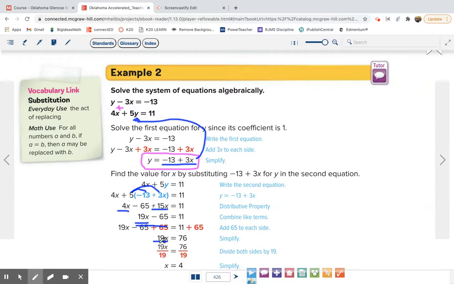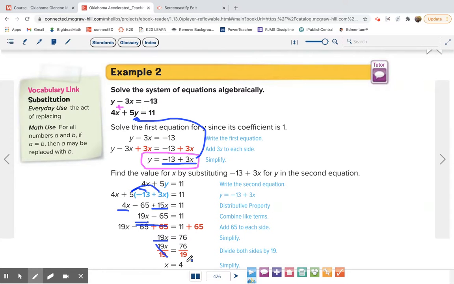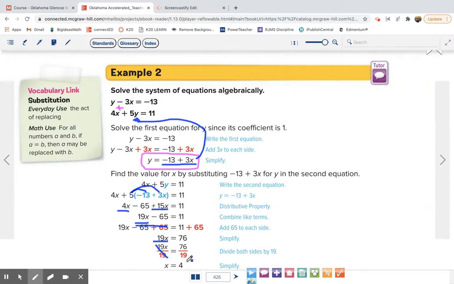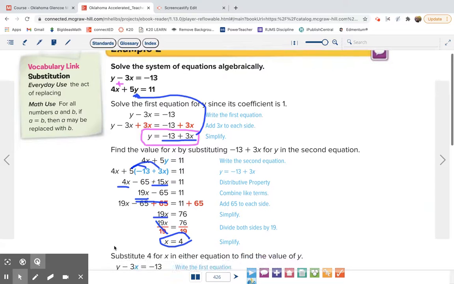Now to get x by itself and get rid of the 19, you divide both sides by 19, and you get that x equals 4. Okay, well, we're not done. We're only half done. I have half of my solution. I know what x is now. So to figure out what y is, I take that value for x.